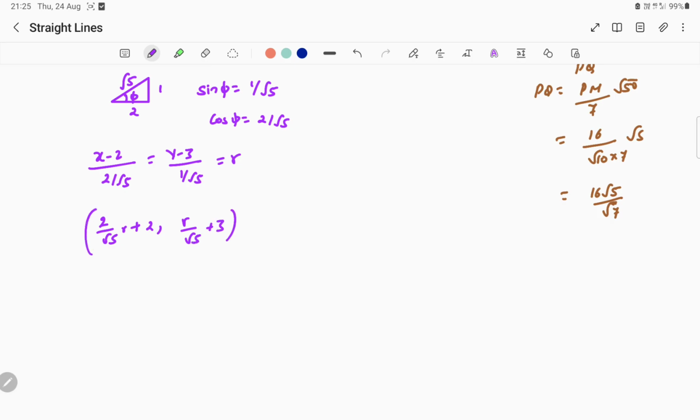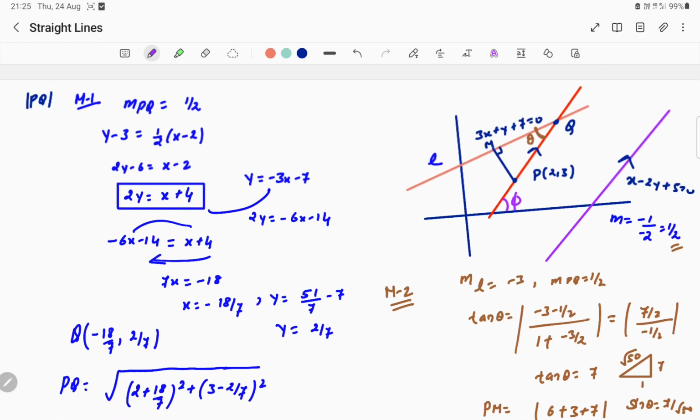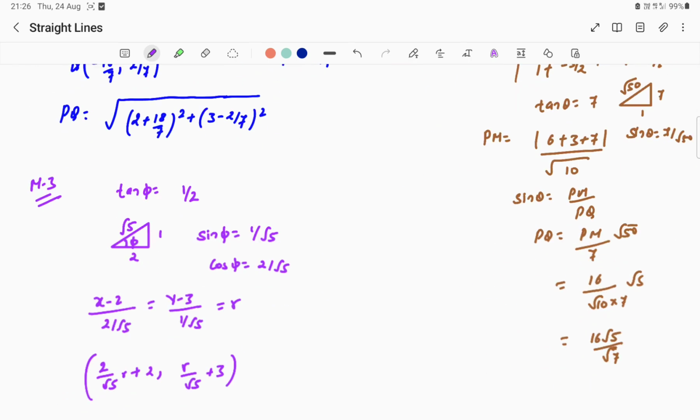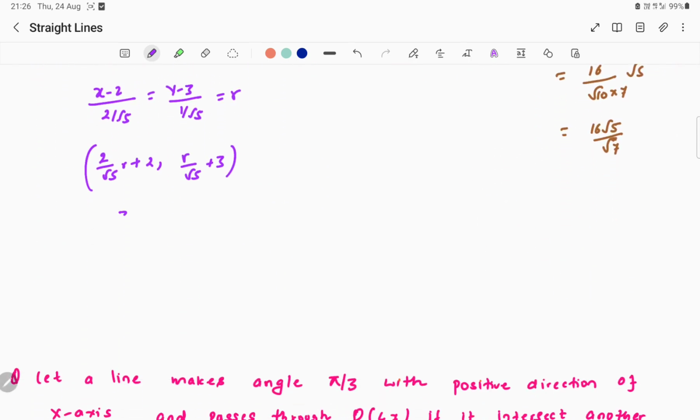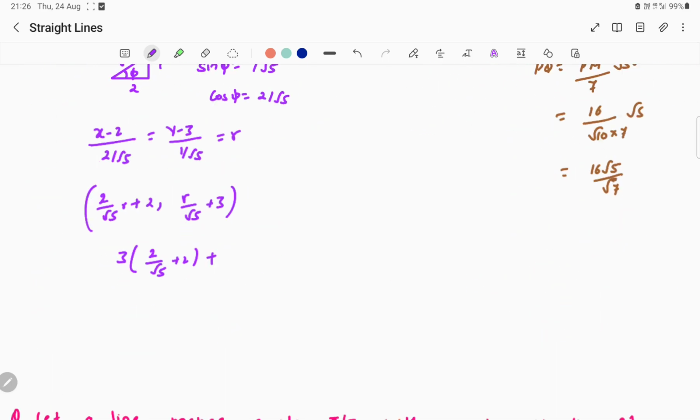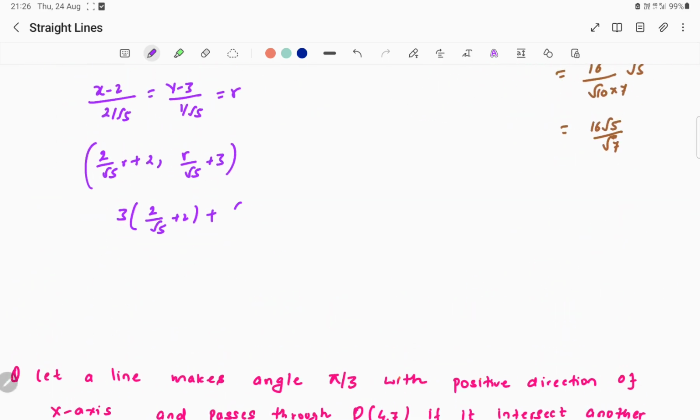This is any point. Okay, but what you can see special about Q is that Q also lies on that line equation, isn't it? Which line? 3x plus y plus 7 equal to 0. So it should satisfy that equation, isn't it? So let's substitute: 3 into the x coordinate, plus the y coordinate, which is r by root 5 plus 3, plus 7 equal to 0.